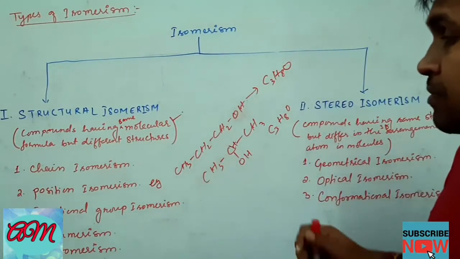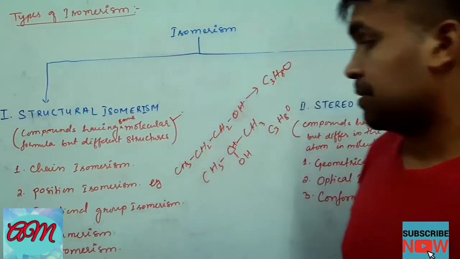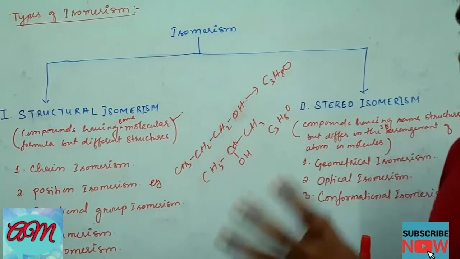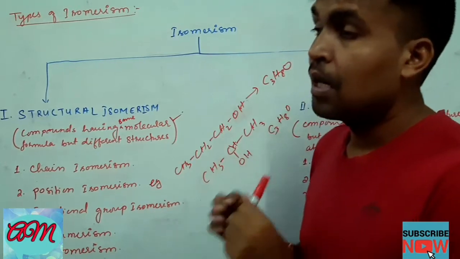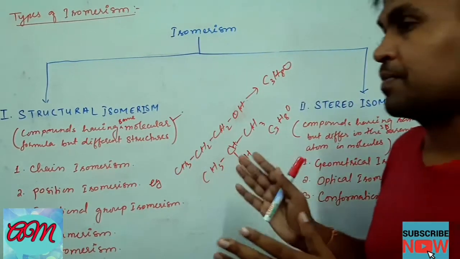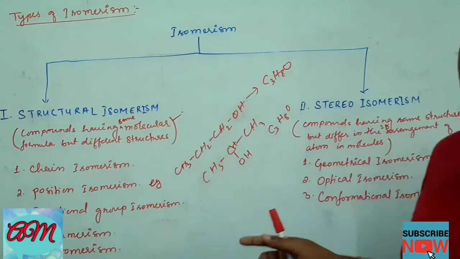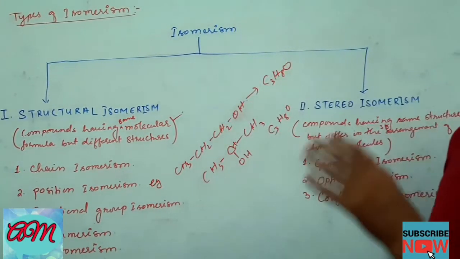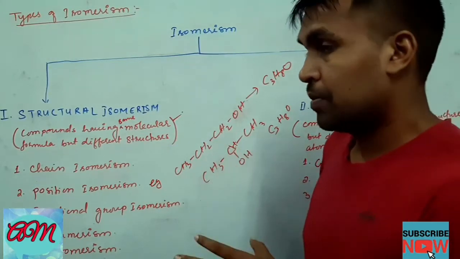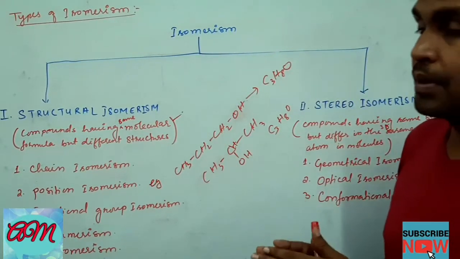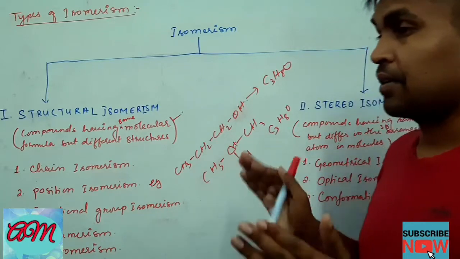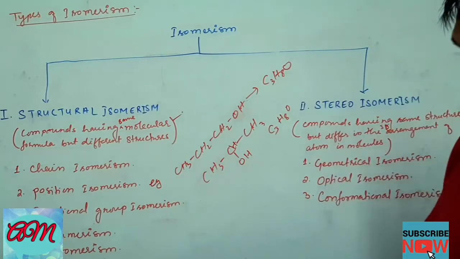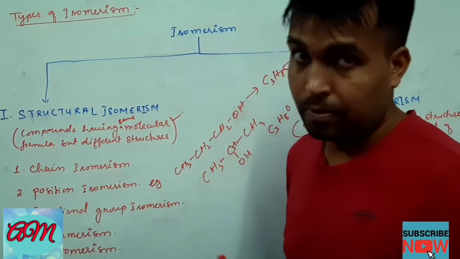Okay, next is functional isomerism. So functional isomerisms are those isomers in which you will see that their molecular formula will be same, but the functional group which is present in both the isomers will be different. So they are called as what? Functional isomerism. Metamerism is what? The functional group also will be same, but the number of carbon atoms present on the left and the right hand side of the functional group will be different. So they are called as what? Metamerism.